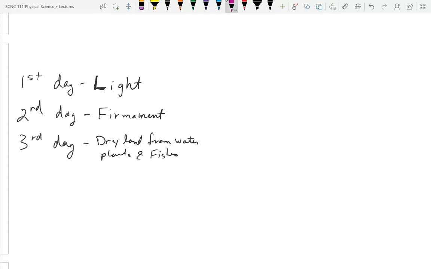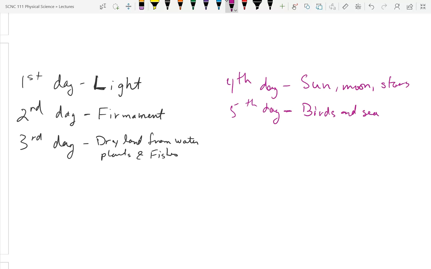What happens on the fourth day? That's the moon, stars. Sun, moon, stars. Fifth day. The animals of the sea. No, the birds. The birds. And then the animals of the sea. Oh, and sea. Now I put fishies down here. I think the fishes is there. I might be wrong. I didn't prepare for this before class. I'd have to go read the Bible again.